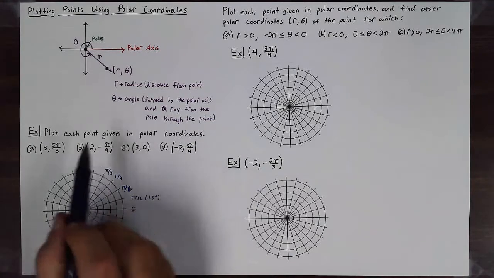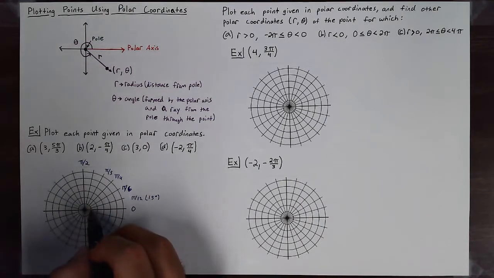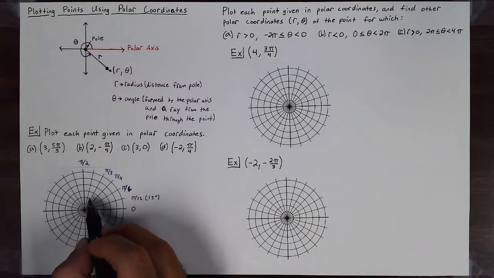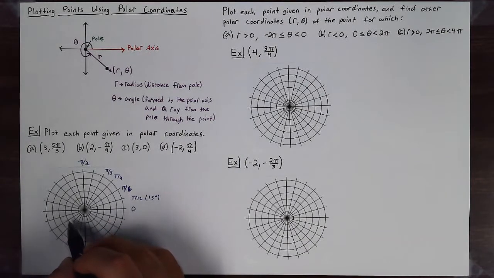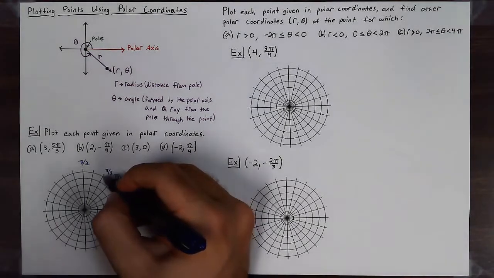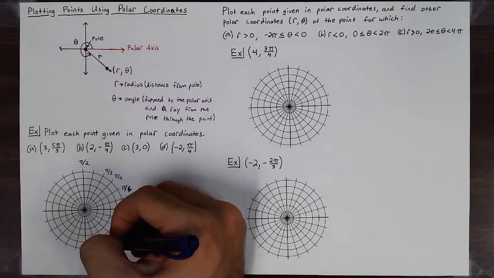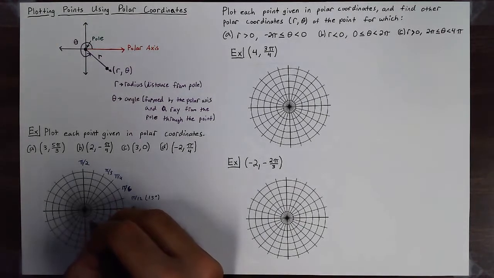So if I wanted to plot the point 3, 5 pi over 3, I know it's going to be on the third circle out, a radius of 3, and it's going to rotate around that circle 5 pi over 3, which is in my fourth quadrant, about right here. You'll see here, if I go straight down from that circle, I land on this angle point, and it'll be the radius of 3 out from it. So that is where point A is.